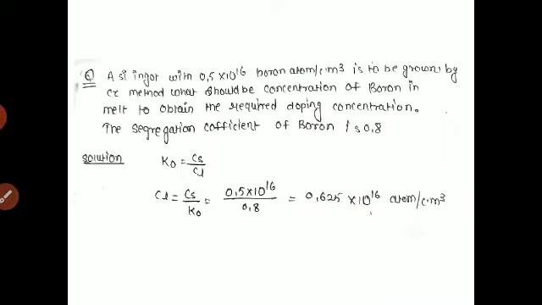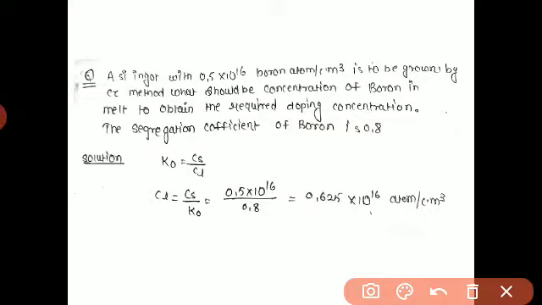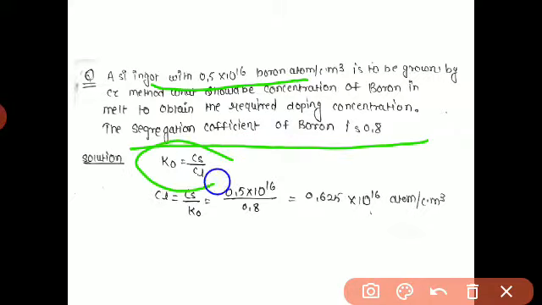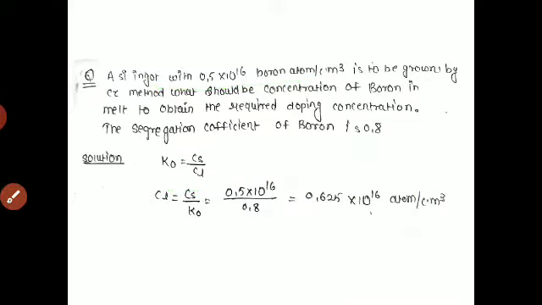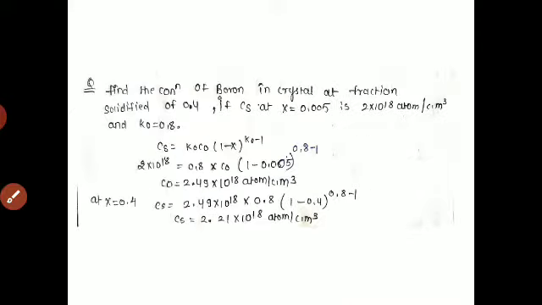A silicon ingot with 0.5 × 10^16 boron atoms per cm³ is to be grown by the CZ method. What should be the concentration of boron in the melt to obtain the required doping concentration? The segregation coefficient of boron is 0.8. In this question, we have the solid concentration of boron and the segregation coefficient, so simply put these values into the formula and get the answer. This type of simple question can come in your prelims exam. So let's see another problem.